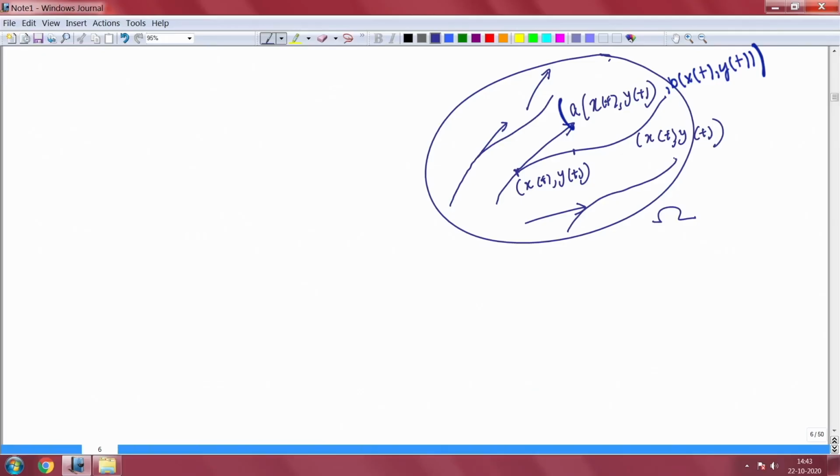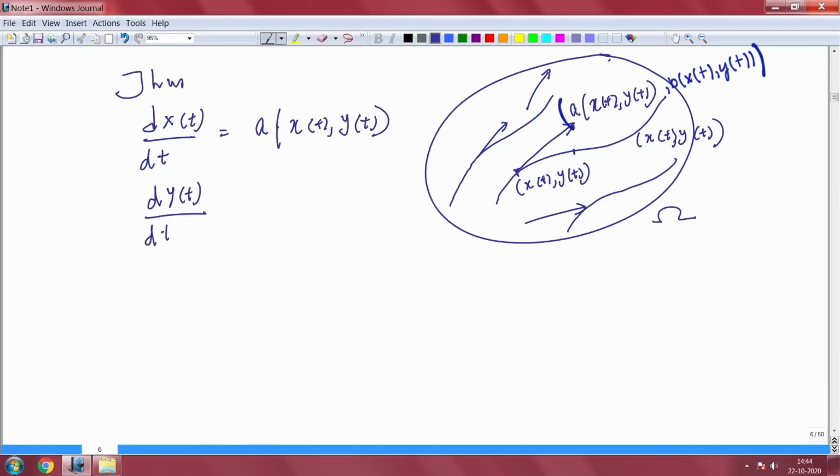So, what happens when you look at it? What is the equation of the curve? Because its tangent is (a,b), dx(t)/dt should be a(x(t),y(t)). That is the equation, because you need the tangent to be (a,b). So, the equation of the curve should be like this: dy/dt is equal to b(x(t),y(t)).